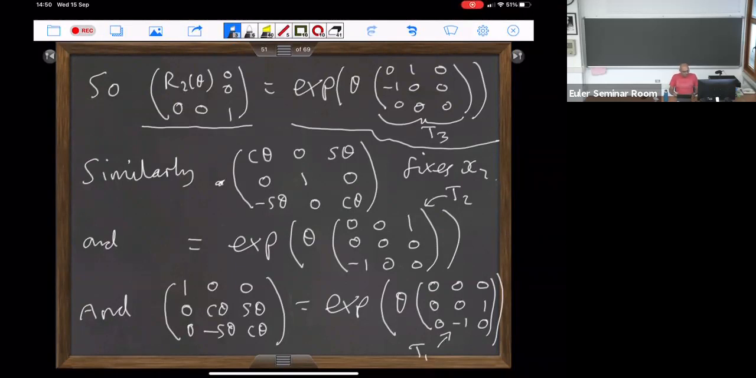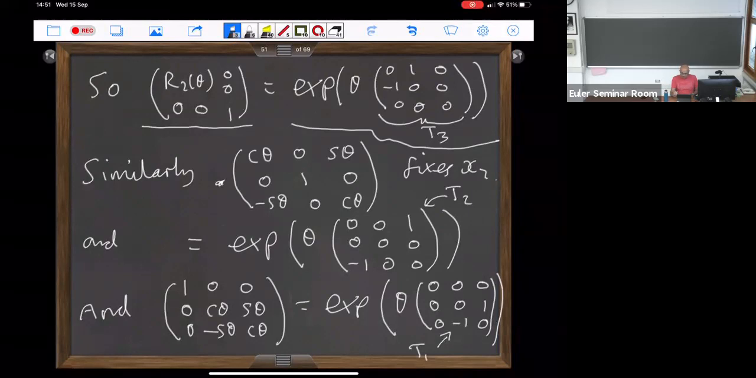Okay, so we've seen that the rotations in three dimensions, and it's also true in any number of dimensions, are generated by these constant matrices. Notice that these constant matrices are anti-symmetric matrices.